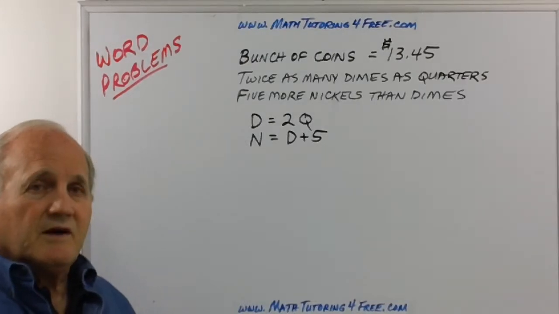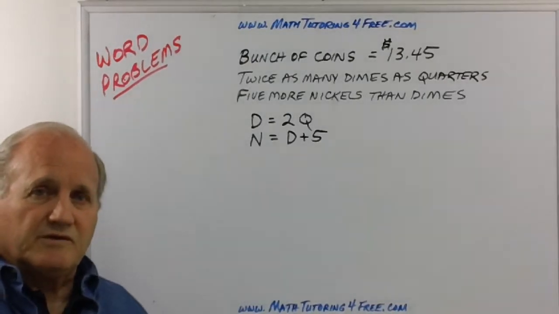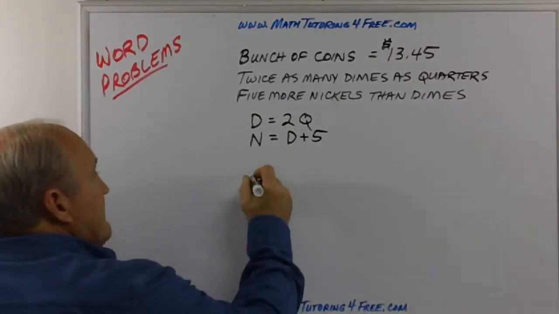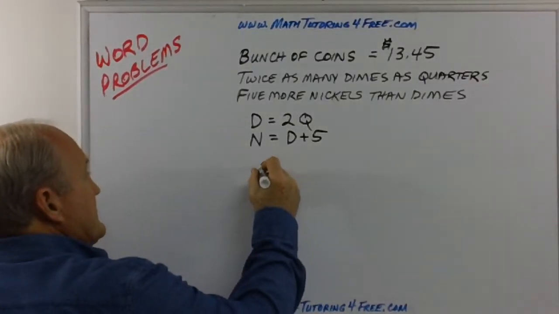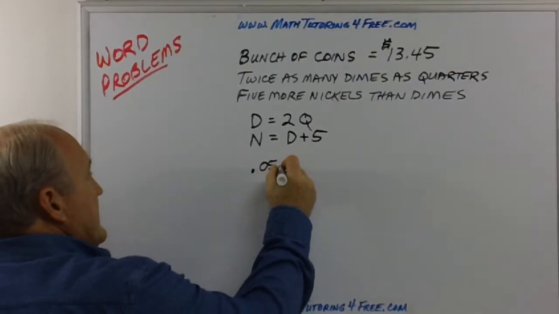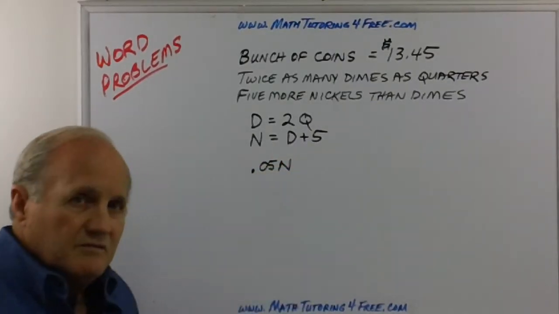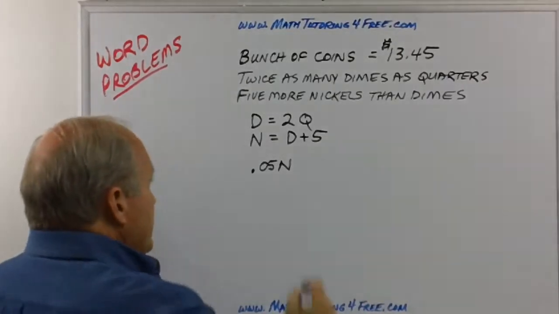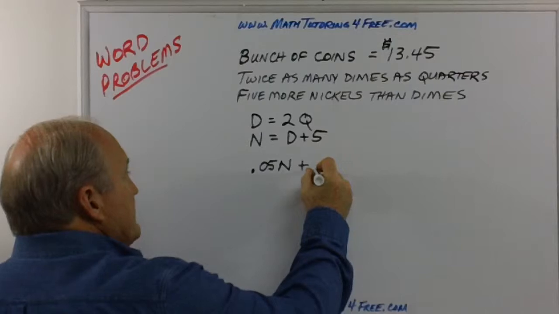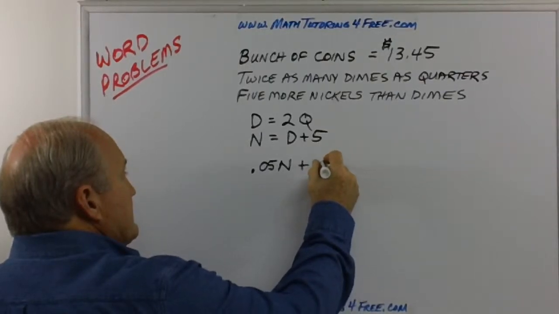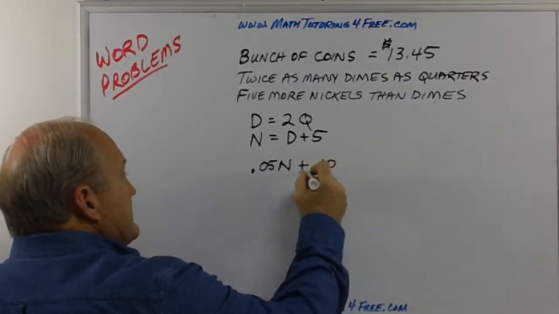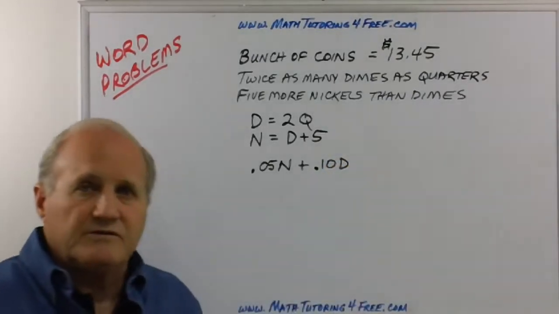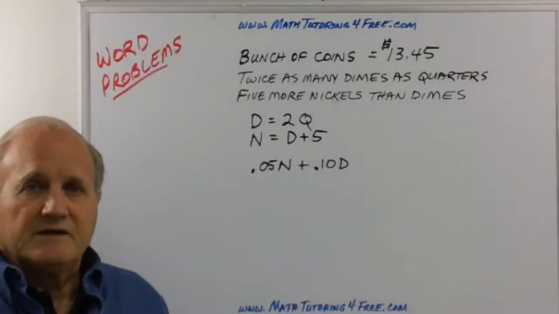The question though is, how does all that equal $13.45? Well, how much is each coin worth? Okay, we know that nickels are worth 5 cents. So if we say 0.05 times the number of nickels, will that give us the value of the nickels? Sure it will. And to that we're going to add the value of a dime. Each one is worth 10 cents, so 10 cents times the number of dimes will give us the total value of the dimes.